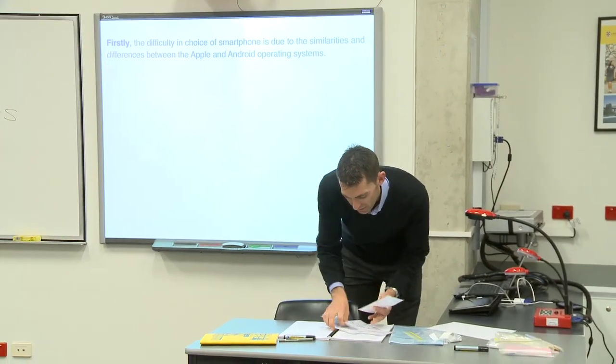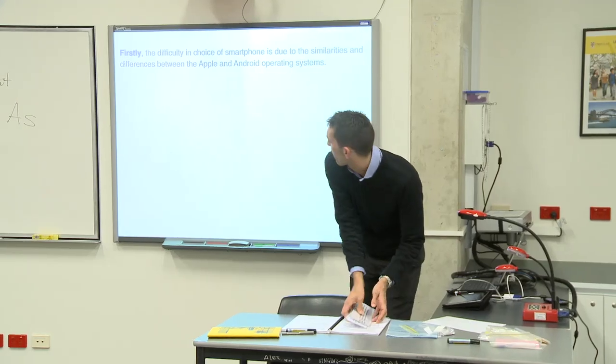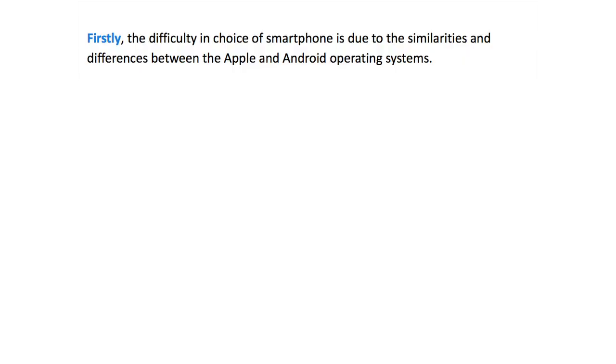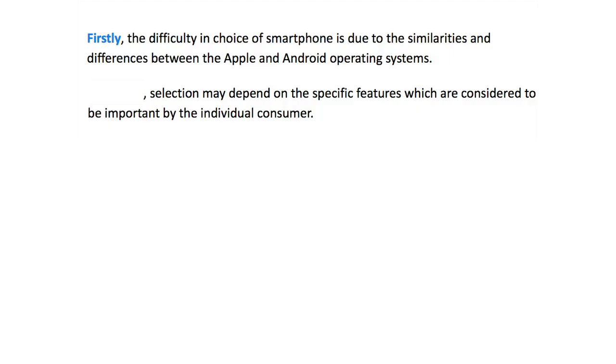All right, so the first thing we've got is the topic sentence, yeah? Talking about the similarities and differences between the Apple and Android. Think about what we were just talking about, yeah? And so the next one we've got, selection may depend on specific features. So what do we think?